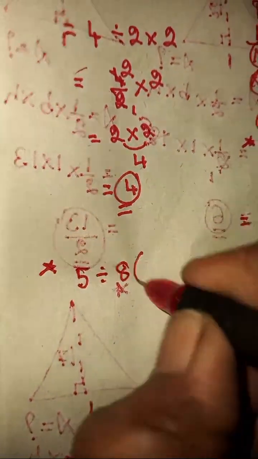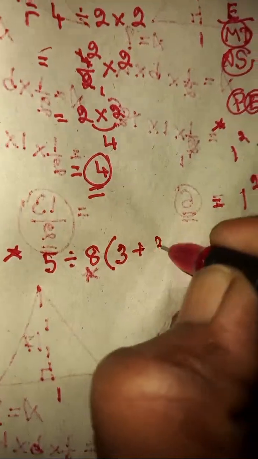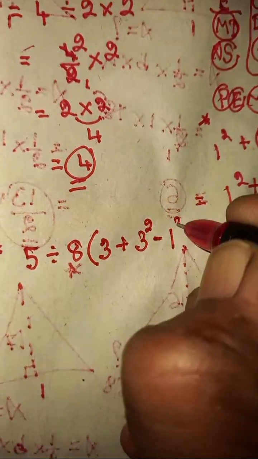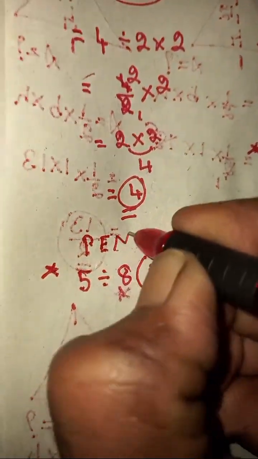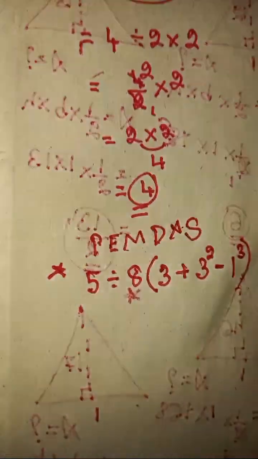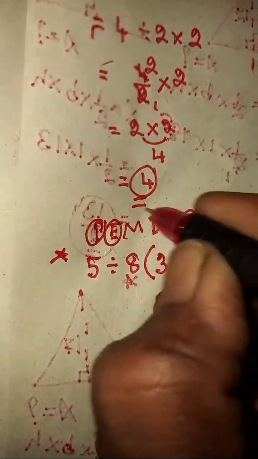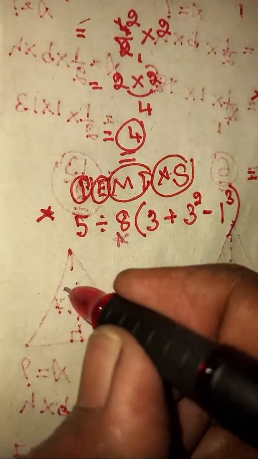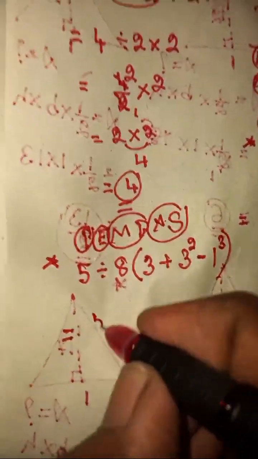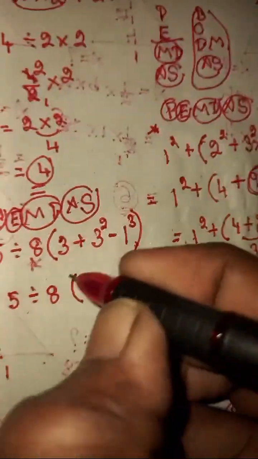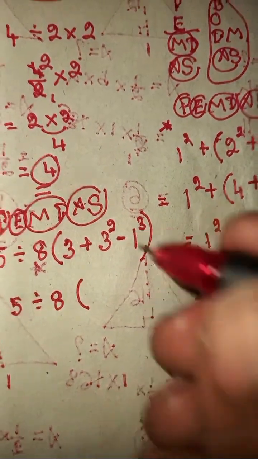And I'll tell another problem. Let's take this: 5 divided by 8 in the bracket, 3 plus 3 square minus 1 cube. Here also exponents use the same rule, that is the PEMDAS rule. In this PEMDAS rule, you do parenthesis, exponent, multiplying, dividing, adding, subtracting. Here also the same, go inside the parenthesis: 3 plus 3 square minus 1 cube.